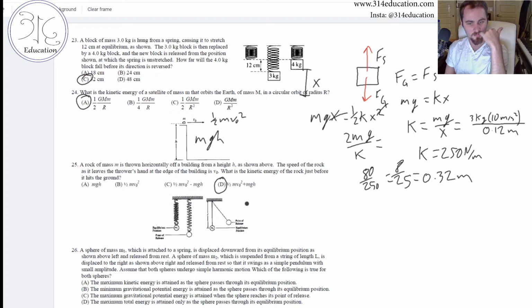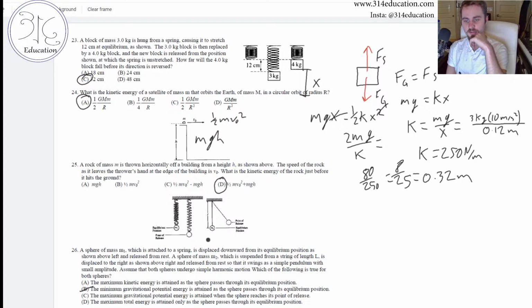So we've got: maximum kinetic energy is attained as it passes through the equilibrium position. That is a good choice. I think that's going to be it, but let's check all our other ones. Minimum gravitational potential energy is as it passes through the equilibrium position. That's true for the pendulum, but not for the spring. So B is not true for both cases.